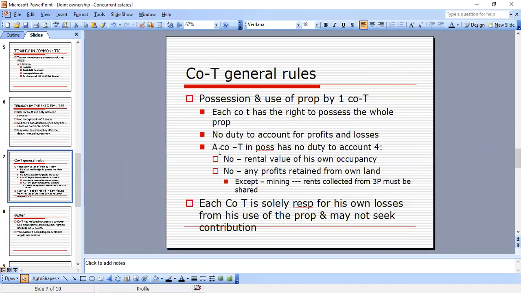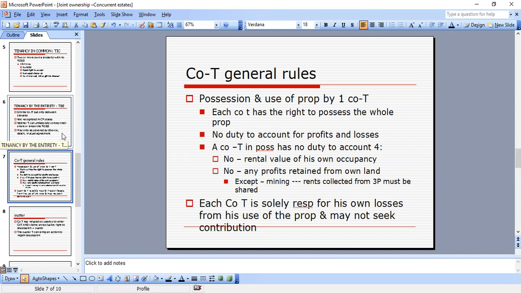Okay, the co-tenant general rules. These are very, very big on MBEs. Possession and use of property by one co-tenant. So we have co-tenants, and what are the rules for them to use the property? So let's talk about those.